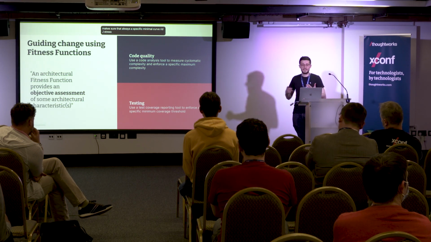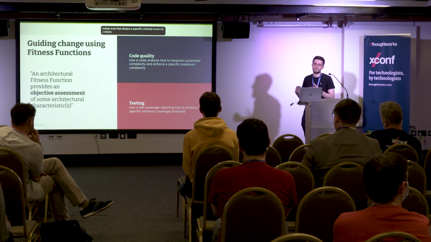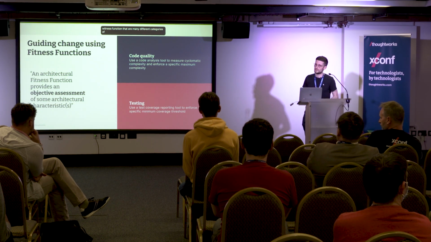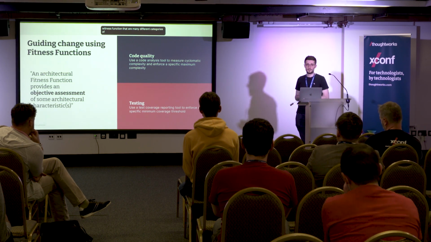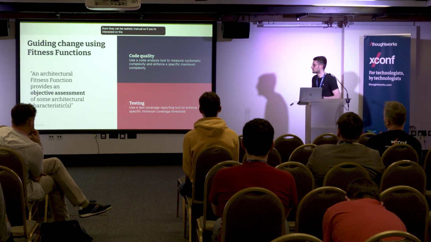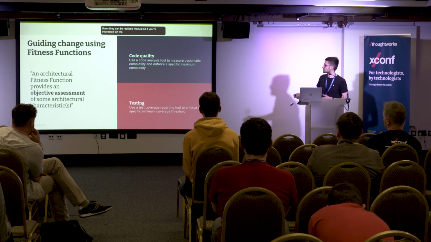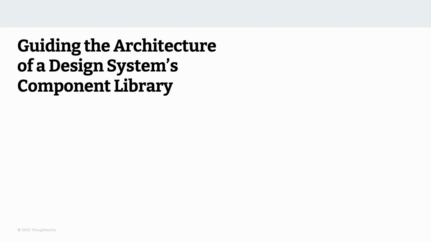There are many different categories of fitness function. We won't have time to cover them. They can be holistic, automatic, manual. So if you are interested in the topic, I highly recommend you to check out the book, Evolutionary Architecture. But let's go back to our problem at hand. So how can we guide a design system tech architecture?